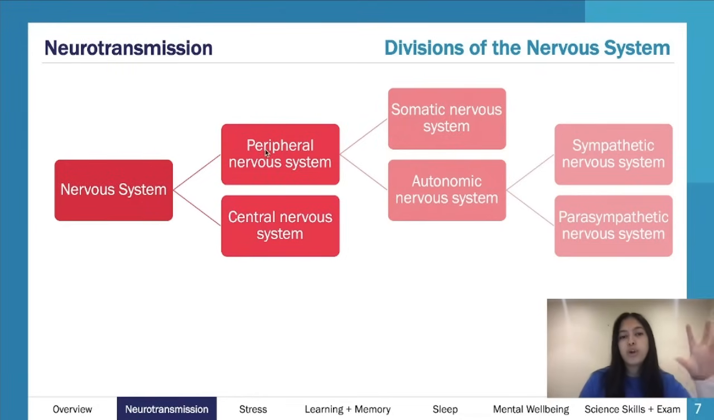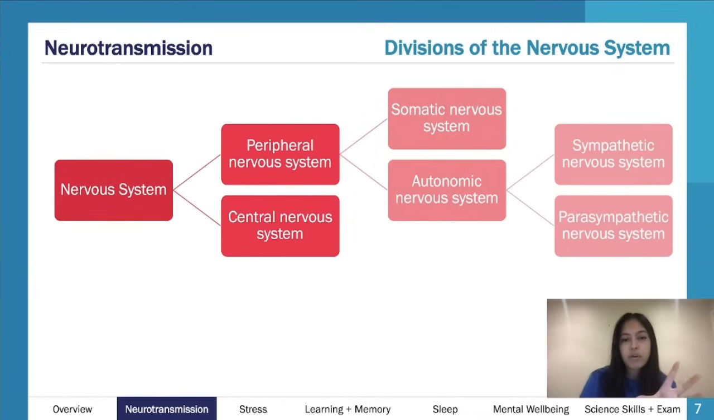So understand that you've got your peripheral nervous system, which splits, and one of those divisions is your autonomic, and one of those divisions is your sympathetic and parasympathetic. That's really important because often in VCAR questions, they'll ask you to refer to these two divisions or subdivisions. So it's important that if they're making a big hint that they're talking about the somatic nervous system, you're referring to the somatic nervous system as a subdivision of the peripheral nervous system, and you're not associating the somatic nervous system with the central nervous system, for example, or the sympathetic nervous system.